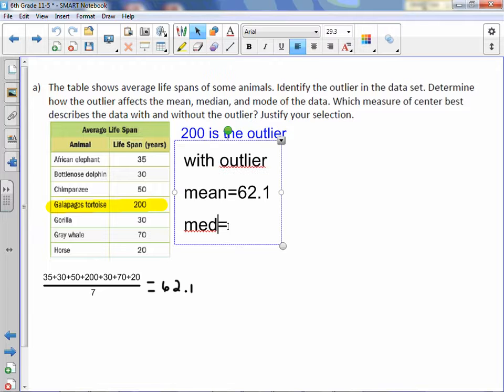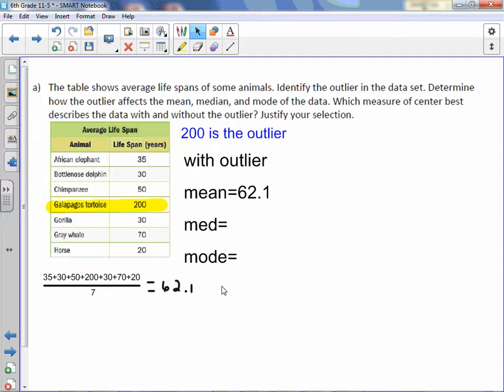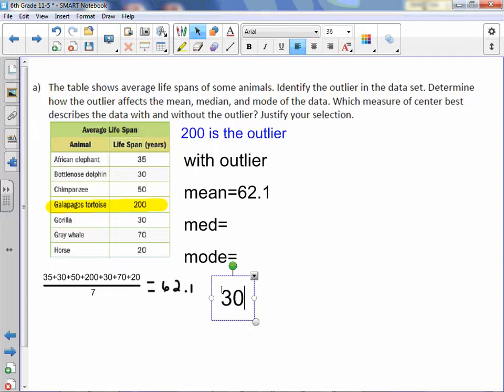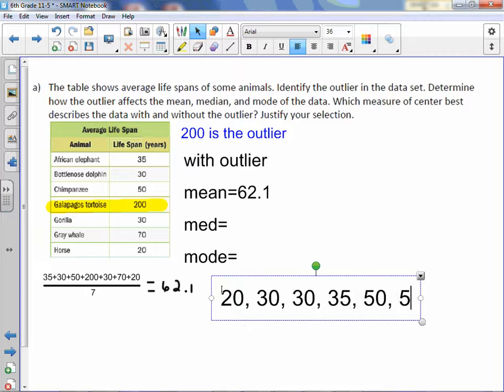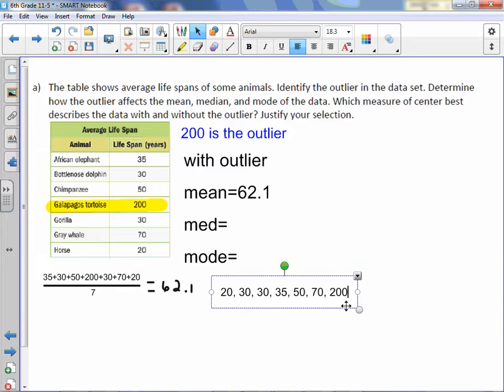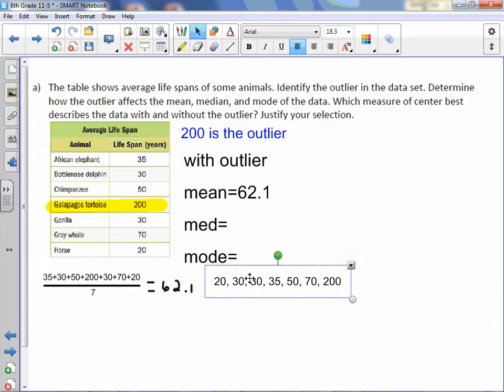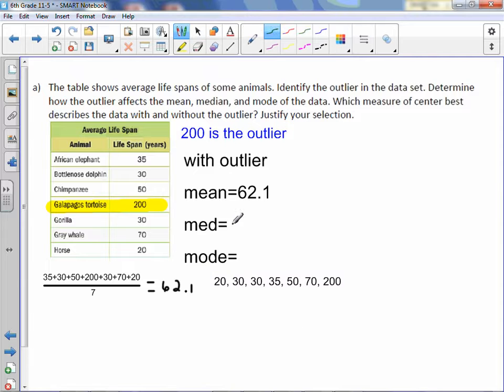To find the median, we have to order the data from least to greatest. So when we do that, we have 20 first, 20, 30, 30, 35, 50, 70, and 200. When we do that, let's go ahead and find the center.